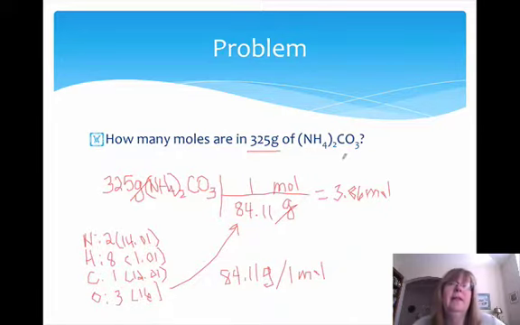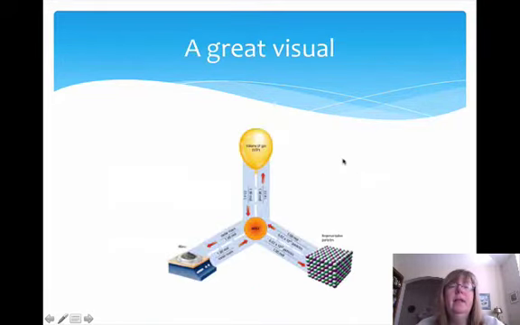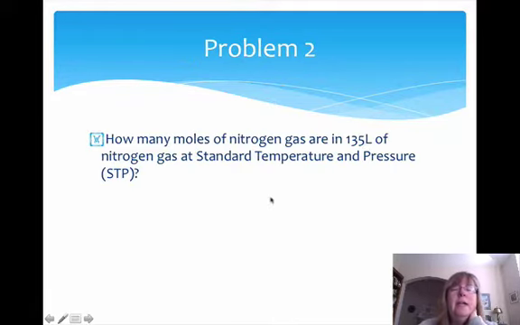All right, let's try another problem. This is a great visual, and it's not all that clear here, but I can show this to you in class. If you've got mass, you're going to go to mole using molar mass. If you've got moles, you can go to volume of a gas here, or you can go back and forth here, and here's to particles. So let's try number 2.